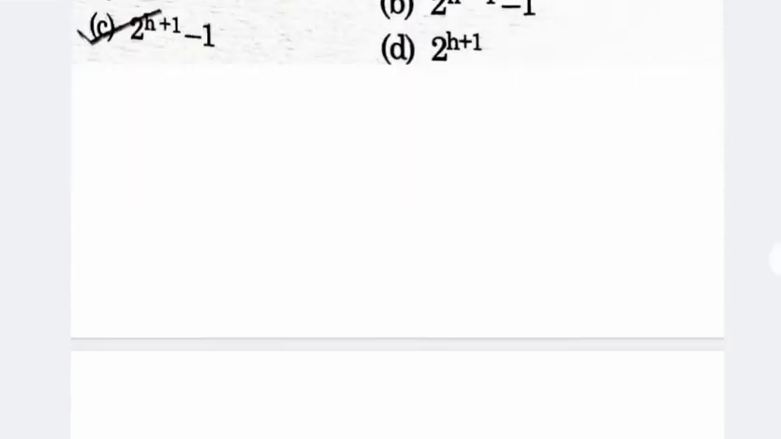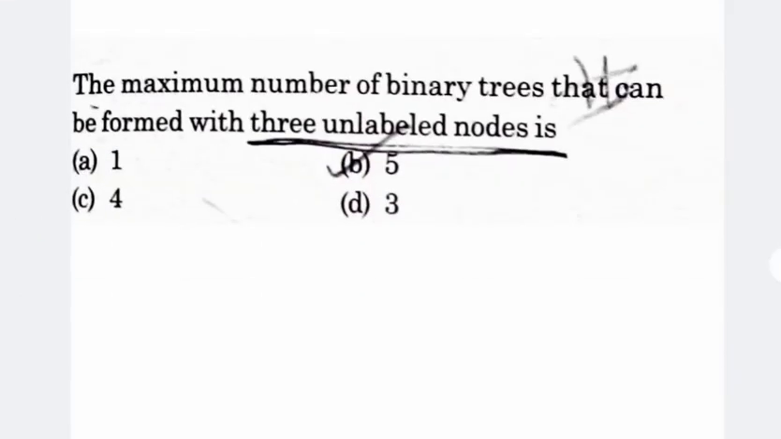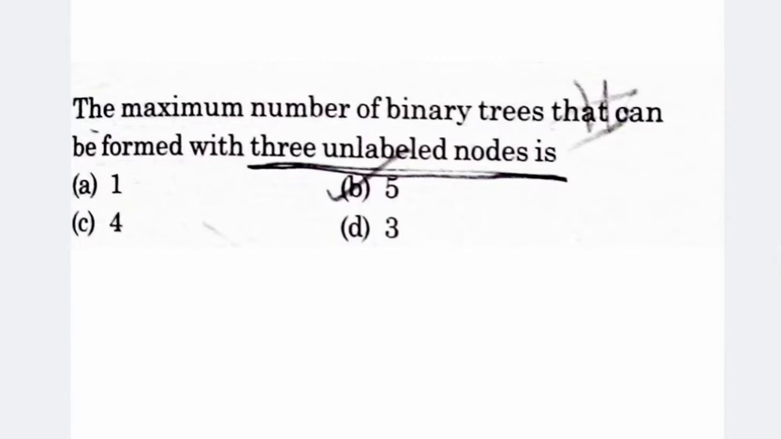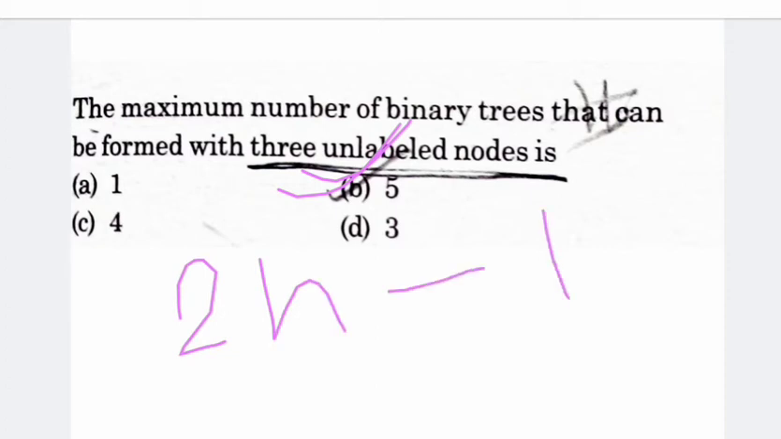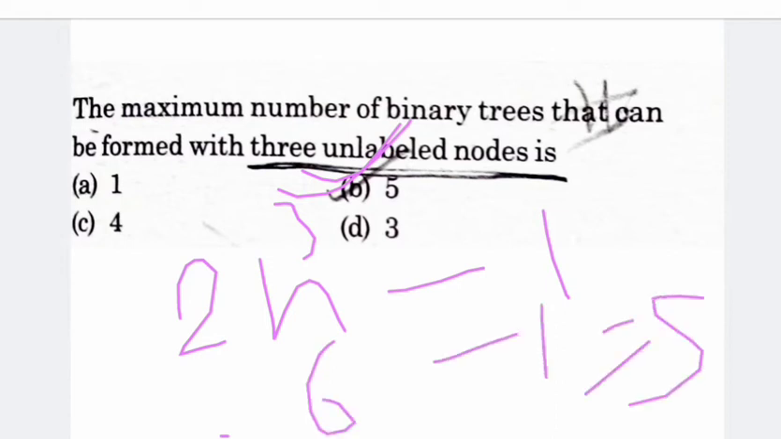Now come to the next question. The next question is: what is the maximum number of binary trees that can be formed with 3 unlabeled nodes? So we need 3 unlabeled nodes. For this reason option B is correct, and the formula here is 2n minus 1. The value of n is 3. 2 into 3, that is 6, minus 1 equals 5. So option B is the correct answer.